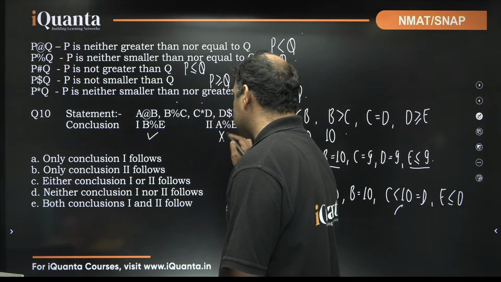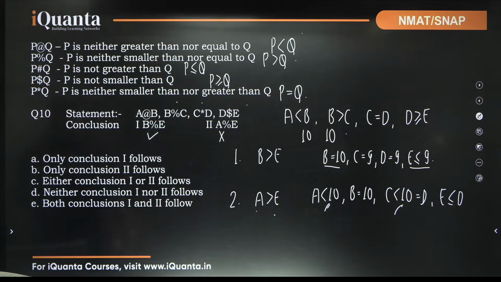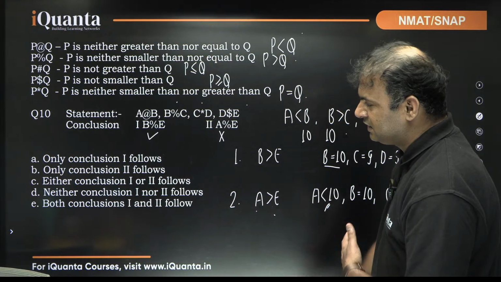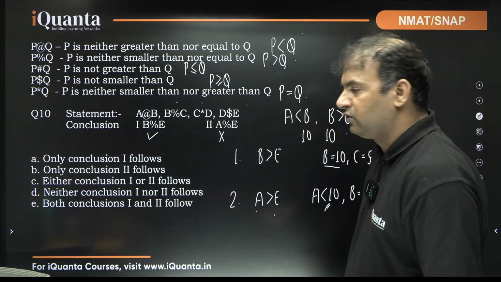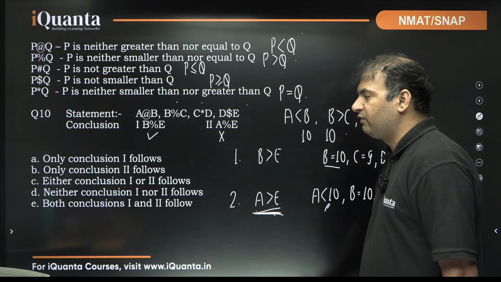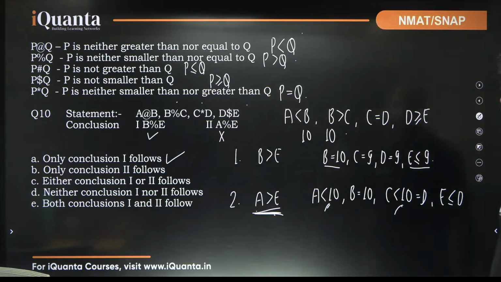Do you guys want me to explain this in more detail, or is it okay? Does anyone want me to explain conclusion 2, or is it fine with some more numbers? I think that is fine, right? Because we have done so many examples and questions, so it's easy to understand now whether it is possible or not. So this is something we'll say is possible but not definite, right? So only conclusion 1 is true. That means the answer is option number A. So this is how this question is done.